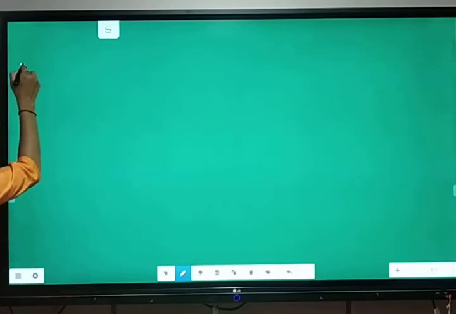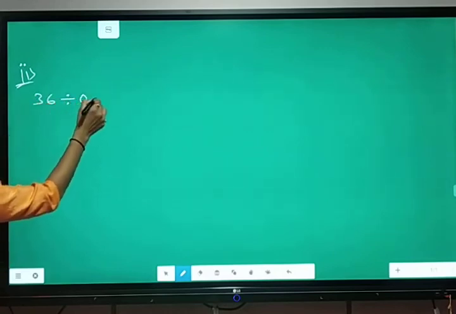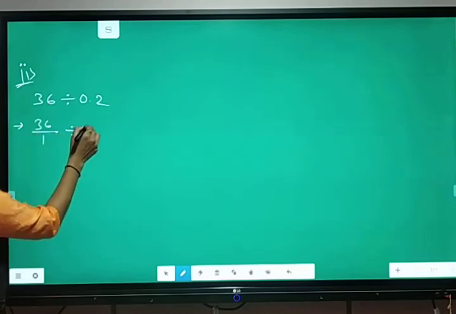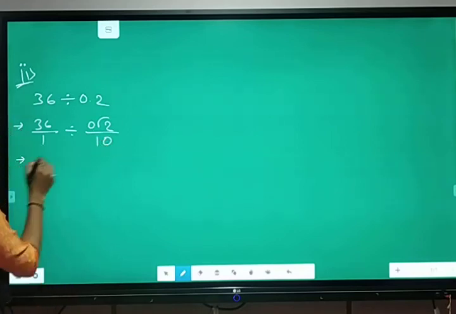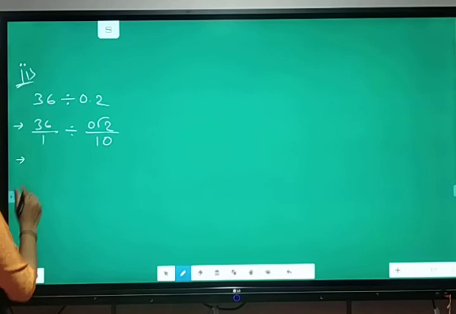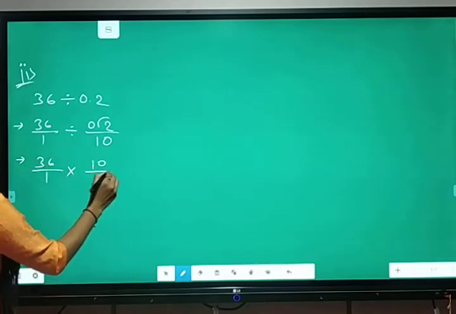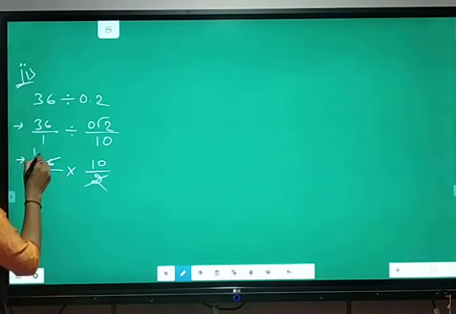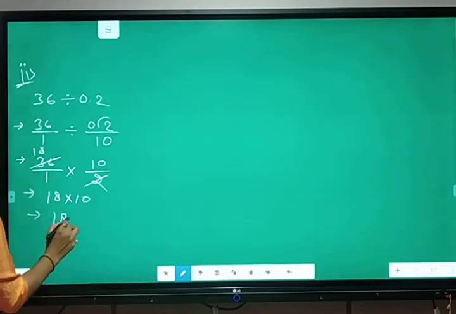Question number 2 is 36 divided by 0.2. First step is remove the point, 36 upon 1, divide 2 upon 10. Denominator is 10 because there is one digit right of the decimal point. So we can write reciprocal of second fraction, sign will be changed, 10 upon 2. So 2 eighteens are 36. So 18 multiplied by 10, 180 is the answer.